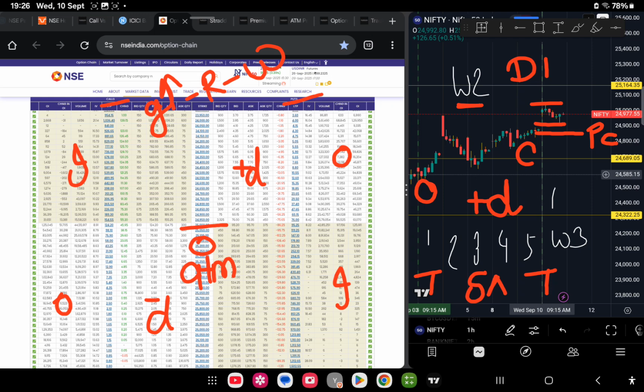Okay, so this is the cheat sheet. Whenever a gap down happens, that means support is weak. But today it was a gap up, so the resistance was weak. Whenever resistance is weak, ITM will have the maximum decay, as you could see here.